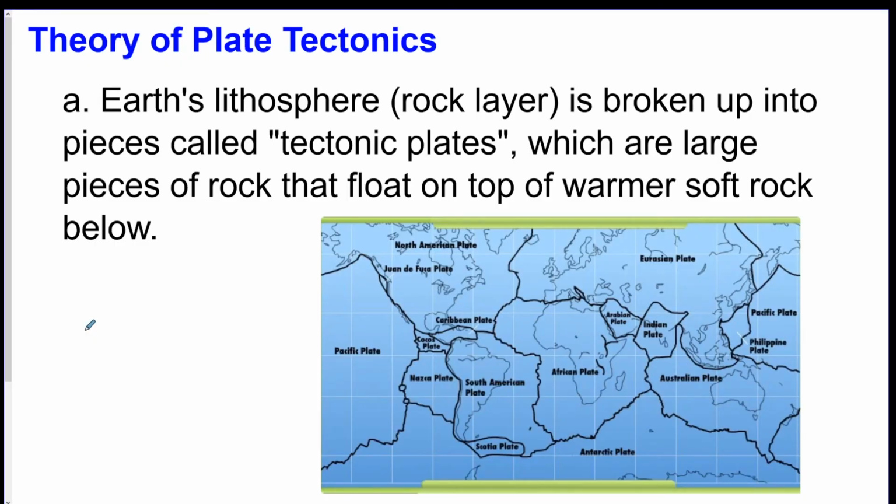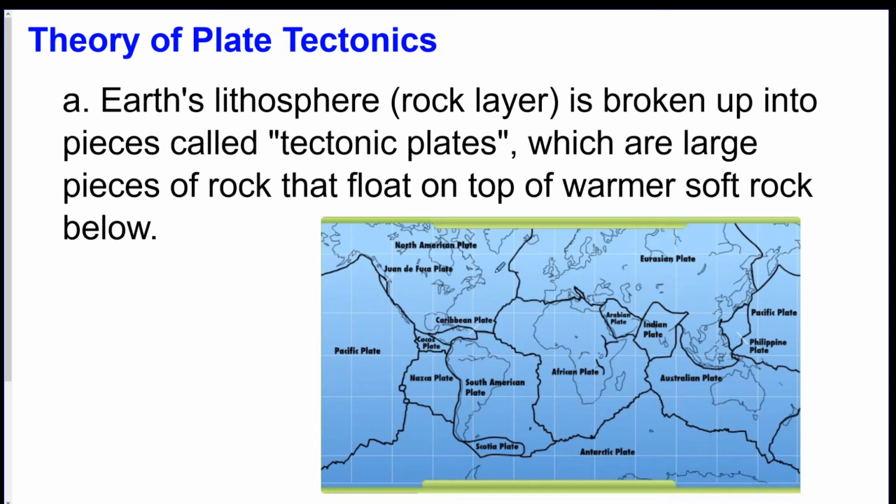So plate tectonics is pretty cool. The Earth is essentially split up into these giant, we call them plates. They're pretty much giant land masses or masses of rock. And if you look at this map, you could see where it is. So these are all the plates.